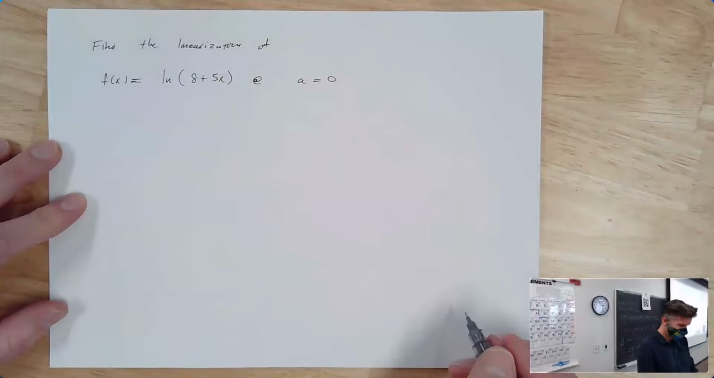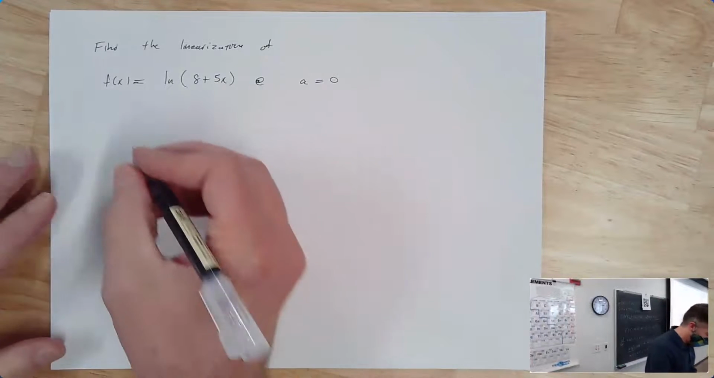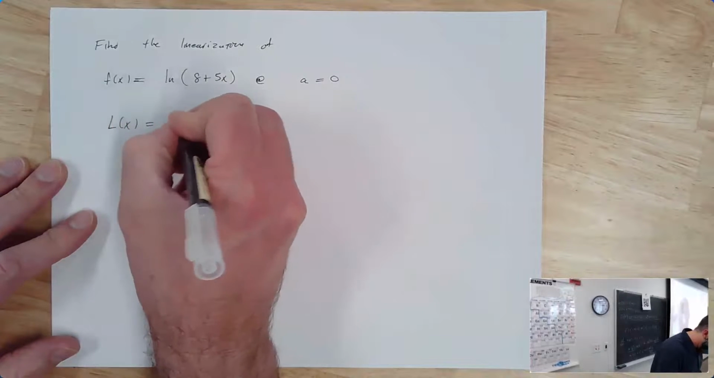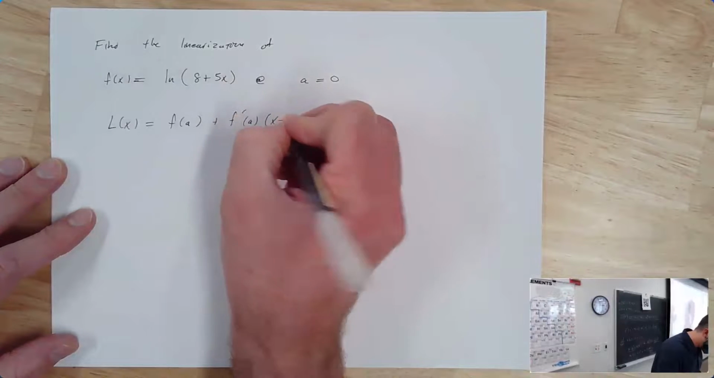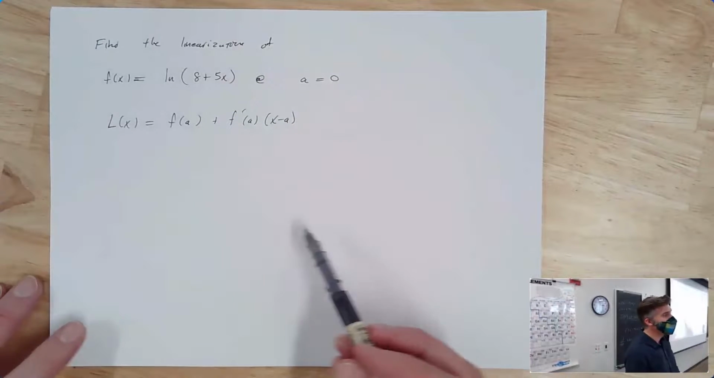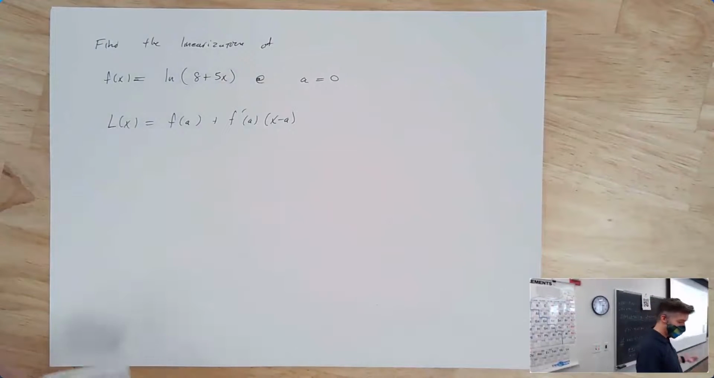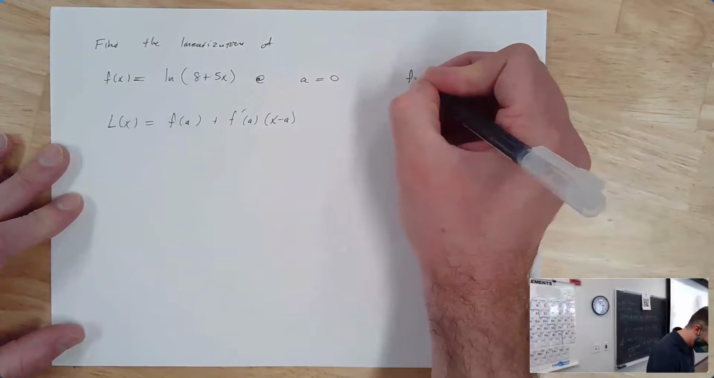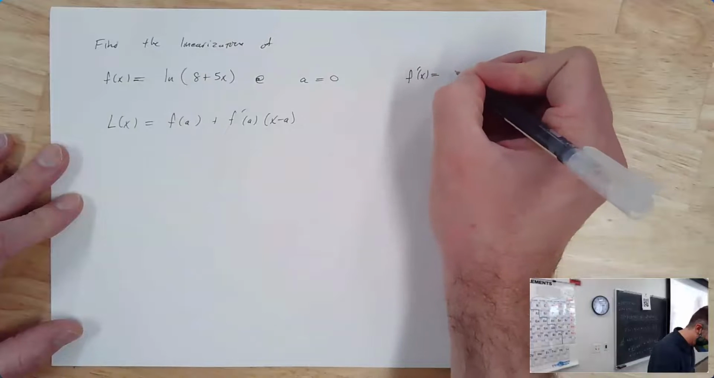So again, linearization, they're literally just asking you to find the equation of the tangent line. So we're just going to write it down. The linearization is f of a plus f prime of a times x minus a. This is not nearly as useful a tangent line, at least not for approximating things. So let's find all the stuff. F of x, we already have. F prime of x is 1 over the stuff.